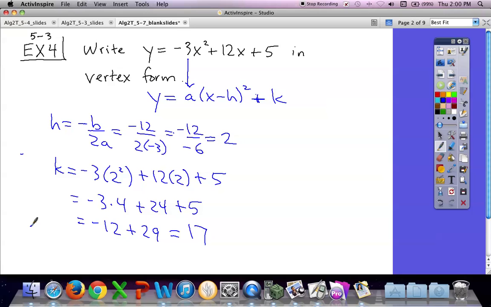Right? So we know what the h and the k are, so here's our vertex form. y equals negative 3 (x minus 2) squared plus 17. That was at the end of 5.3.